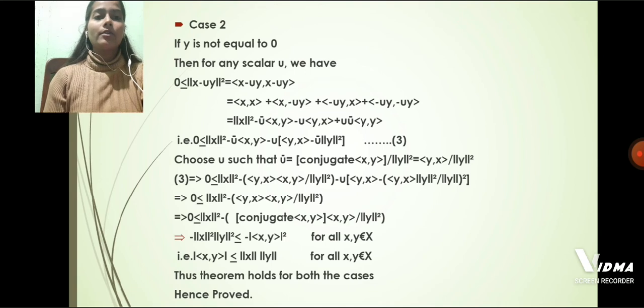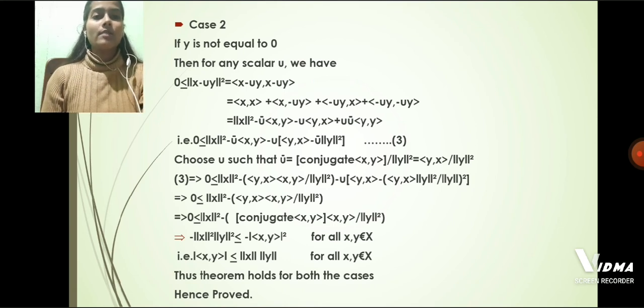Now we know that the inner product of yx can be written as conjugate of inner product of x and y. So we get 0 less than or equal to norm of x square minus conjugate of inner product of xy into inner product of xy by norm of y square. Now we know that if an element is written in the product form with its conjugate, then we can write it as mod of this element and its square. So we have used that property. We get 0 less than or equal to norm of x square minus mod of inner product of xy its square for all xy belongs to X.